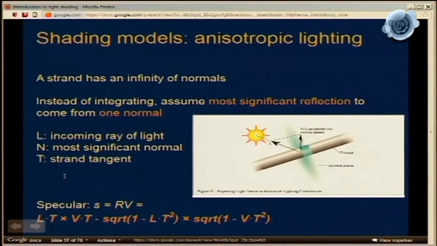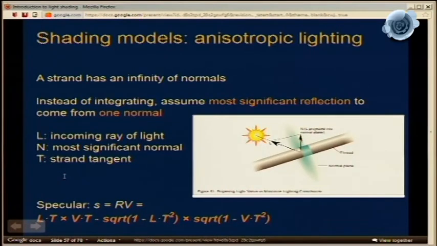So the idea is we suppose our material to be made of strands, and we're going to concentrate on one strand, and for one strand there is an infinity of normals around the strand. And instead of integrating our light equation over all of them, we're going to consider only the most significant normal. And that normal is the one that is in the same plane as the light.